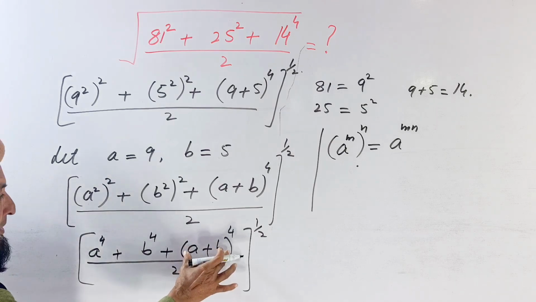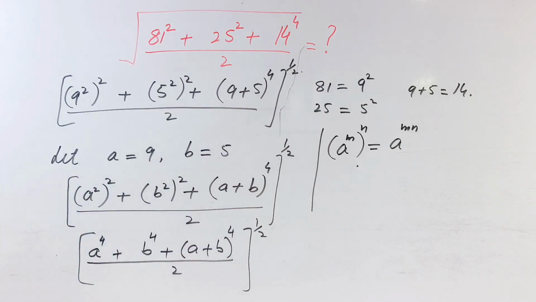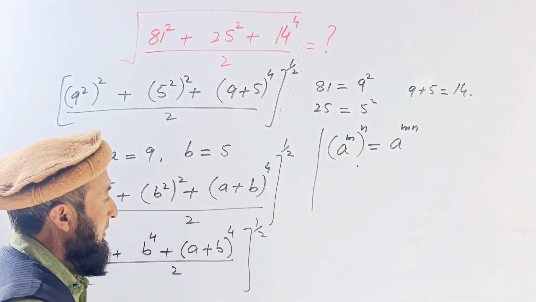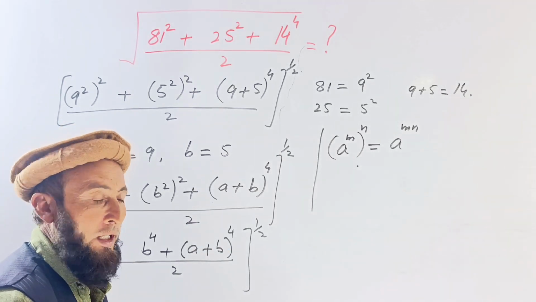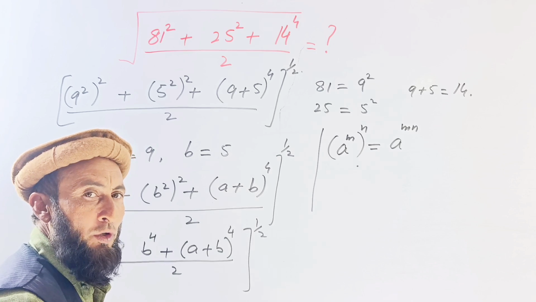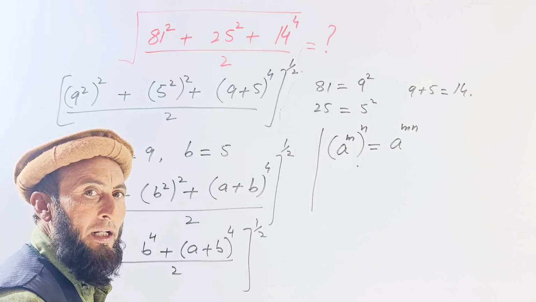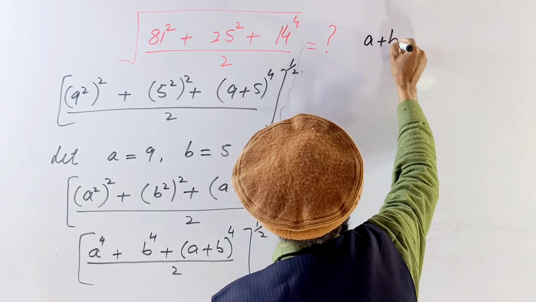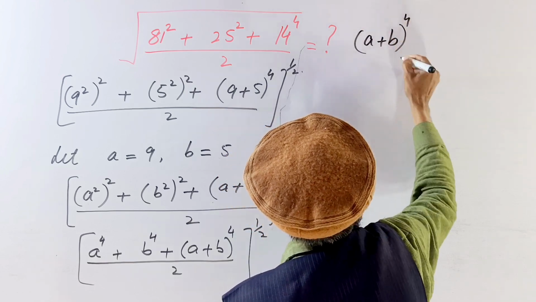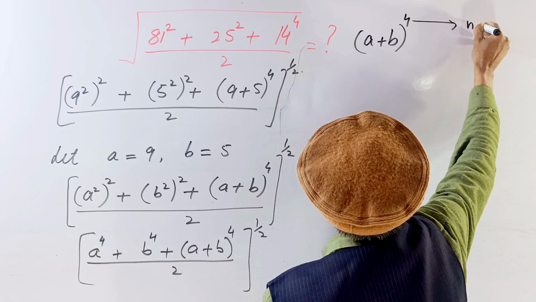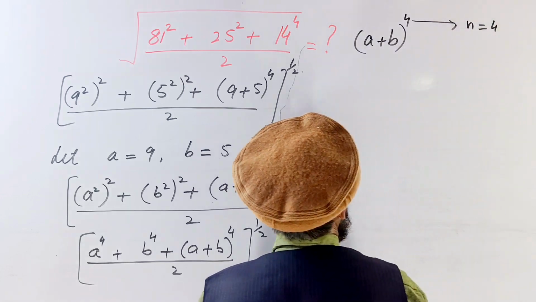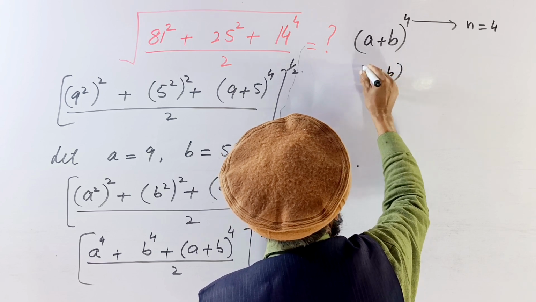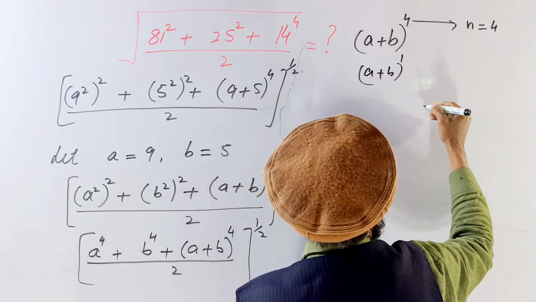Now the problem here is A plus B whole exponent 4. Now we are using the binomial theorem. According to the binomial theorem, we are using the coefficients and Pascal's law. A plus B exponent 4 means that n is equal to 4. First we take n is equal to 1.